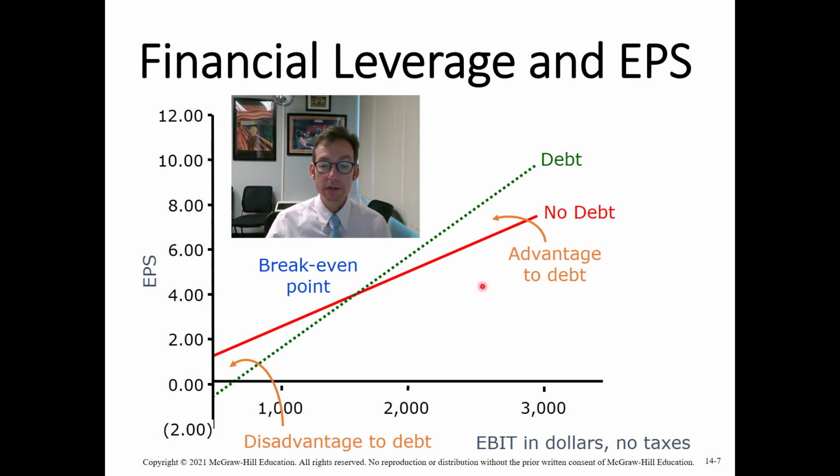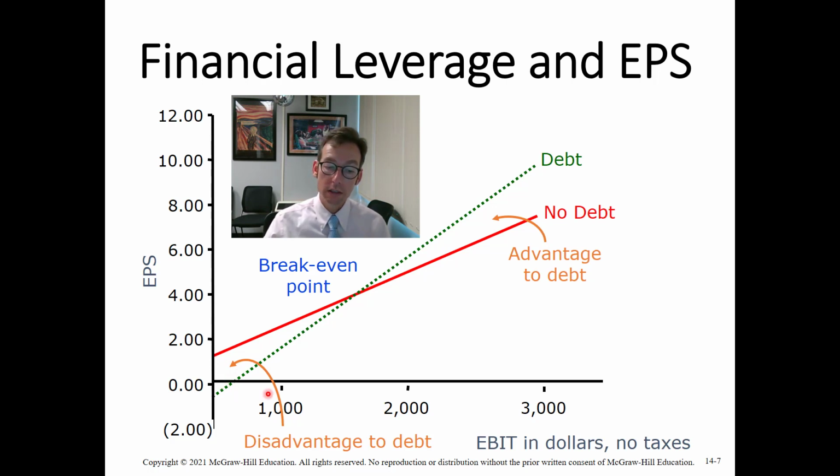Okay, now what happens if we throw in debt? Well, now we have, if we look up here, let's start at 3,000 EBIT. We're doing much better by having debt. In fact, we do much better having debt right up until we hit this point here, where we are indifferent between being levered or unlevered. And then we start to be worse off with debt. Remember that in recession, we were doing worse having debt than no debt? Well, that's what's going on here.